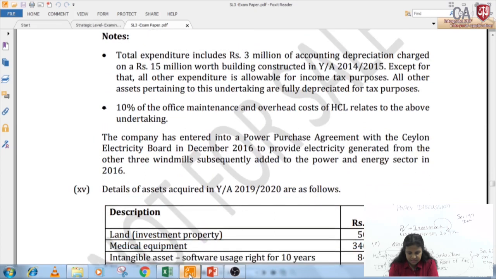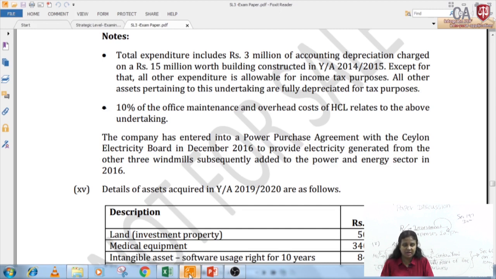Here, the company has entered into a power purchase agreement with the Ceylon Electricity Board in December 2016 to provide electricity generated from the other 3 windmills subsequently added to the power and energy sector in 2016. If you do not read this information carefully, at the examination you are all going to be confused. Why? Now you are thinking, okay, there is a power and energy sector. Now you can remember in the temporary concession there was a reduced tax rate of 14% for the power and energy sector. If the agreement was entered in 2016, whatever the period, then why has the examiner not given power and energy income separately? Why is it? Now you may get confused and you all panic.